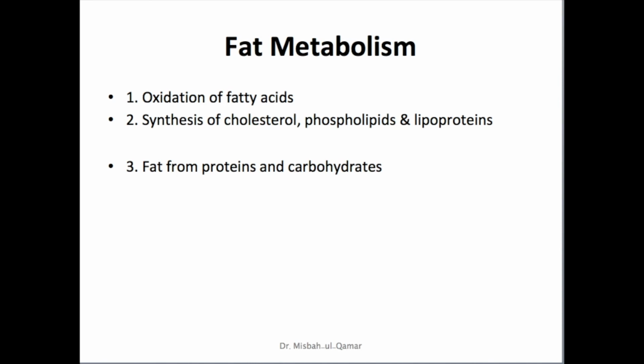Although most cells of the body metabolize fat, there are certain aspects of fat metabolism which occur mainly in liver, and these include the oxidation of the fatty acids to supply energy for the body functions. Also, the synthesis of large quantities of cholesterol, phospholipids, and most lipoproteins. And then there is a synthesis of fat from proteins and carbohydrates.